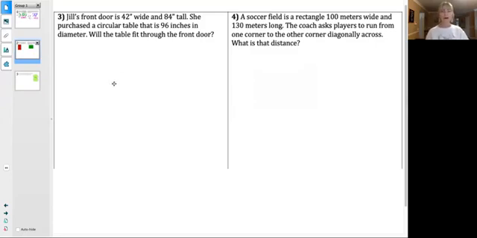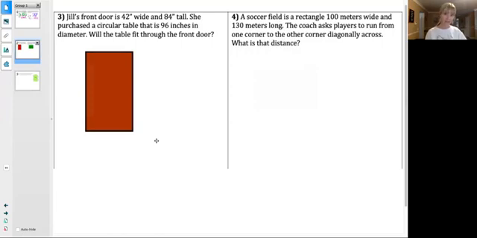So I know the circular table doesn't have a right angle in it, but the door does. If she has a rectangular doorway, which is standard for most of us, you can just draw a rectangle here. A rectangle definitely has a right angle in it. So I'll draw a right angle in one of the corners. I know it's in all of the corners, so it doesn't matter which one.